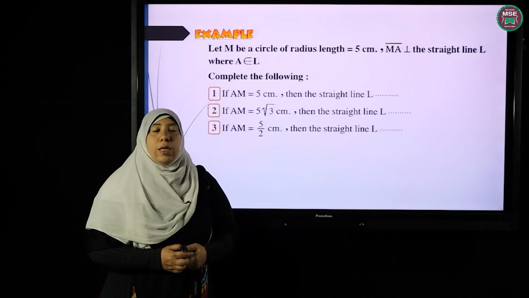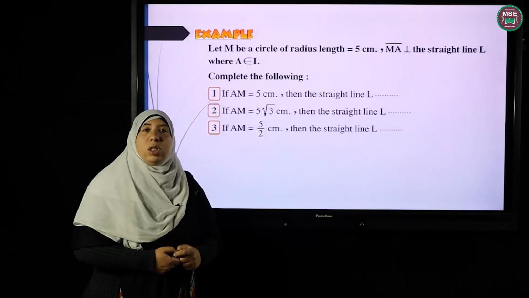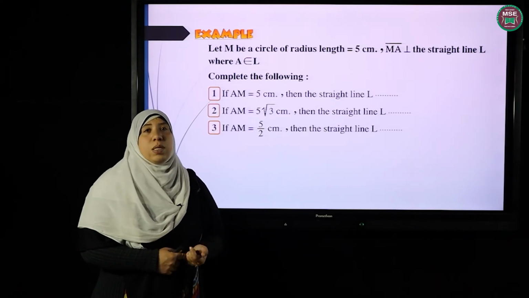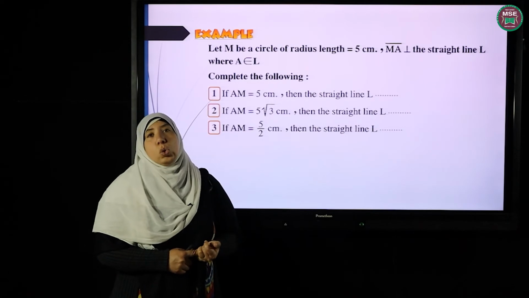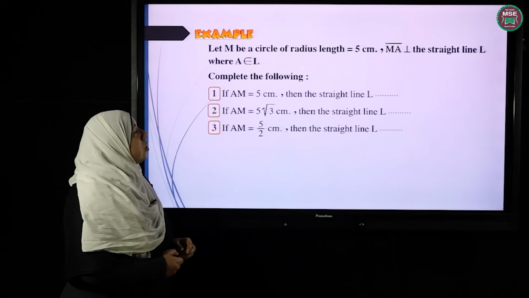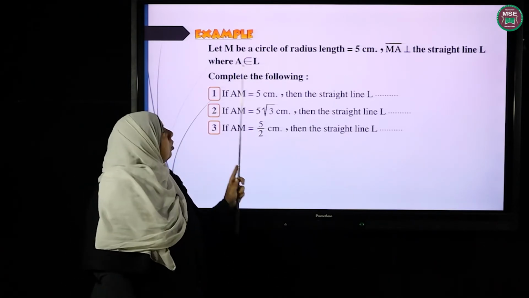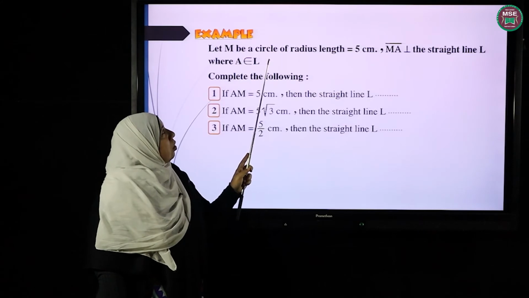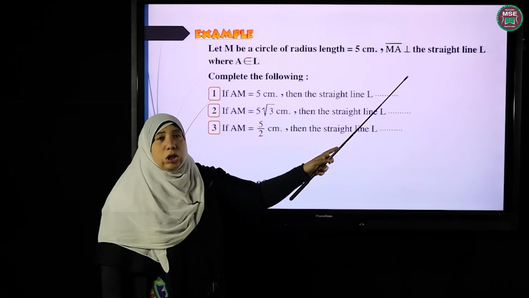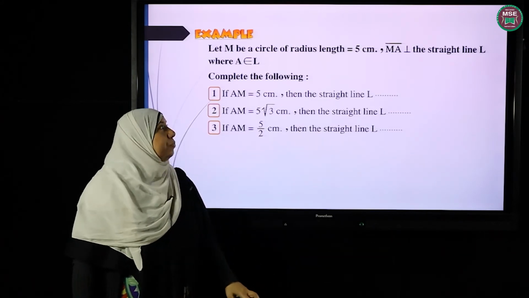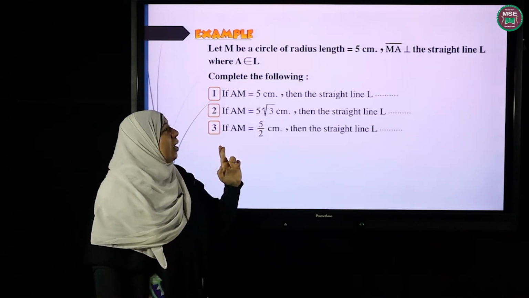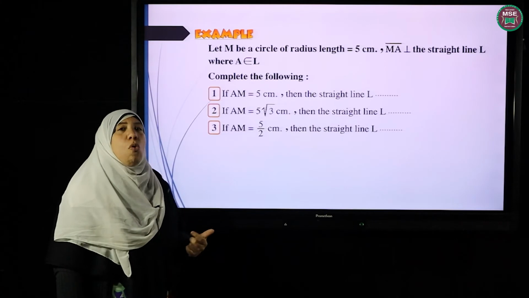Also here, the position is defined by the radius length of the circle and the distance from M to the line, or the perpendicular distance from M to this straight line, as we said in the example. Let M be a circle with radius length 5. MA is the perpendicular distance to the straight line L. I want to define the position of this straight line. First, MA or AM is equal to 5.